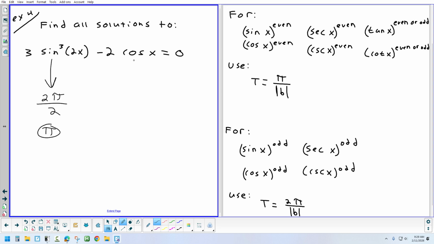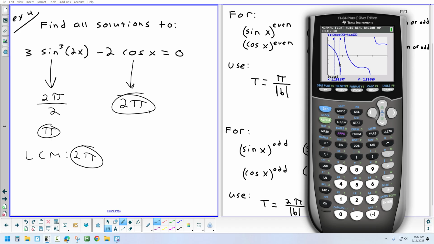What's the period of cosine x? 2 pi, yeah. So we get pi for the period of sine cubed 2x, 2 pi for the period of cosine x. What's the least common multiple of pi and 2 pi? Yeah, 2 pi. Okay, so now set your window, plug all that in, and find your answers.